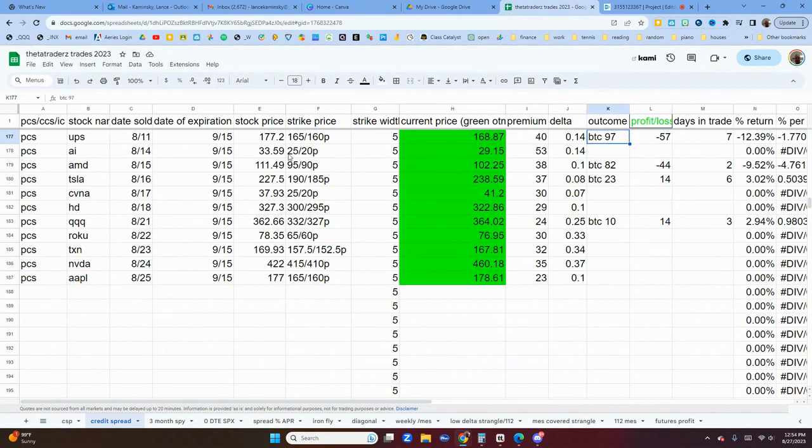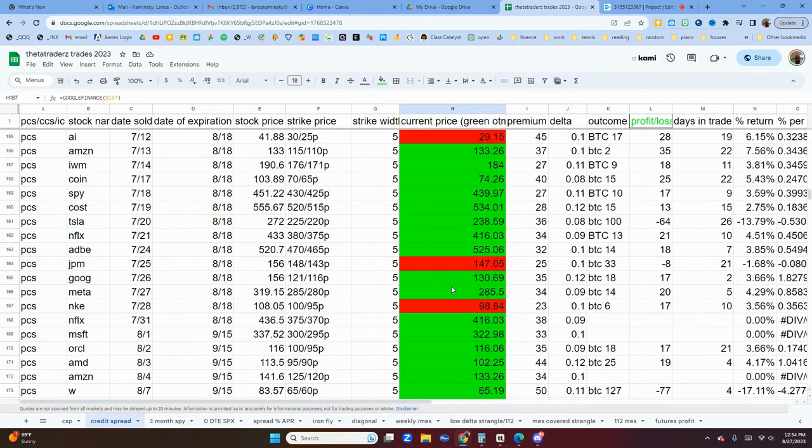There's a few other ones that are relatively close in play here. So we sold AI 2520 and we're at 29. Just keeping an eye on it. Most of these are still good. So we did have a few stop outs this month in the credit spreads. Might be a break even or a slight loss overall in all the trades.